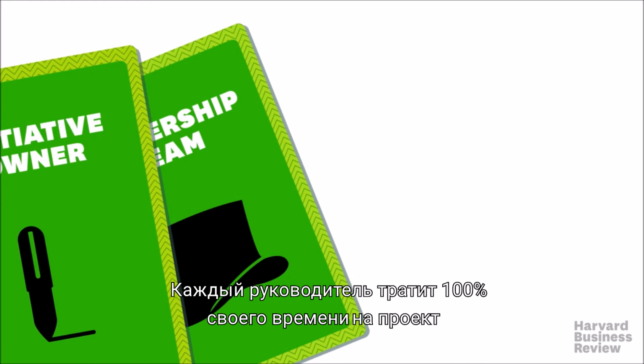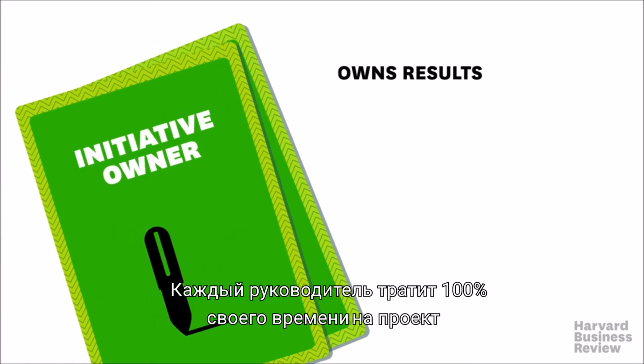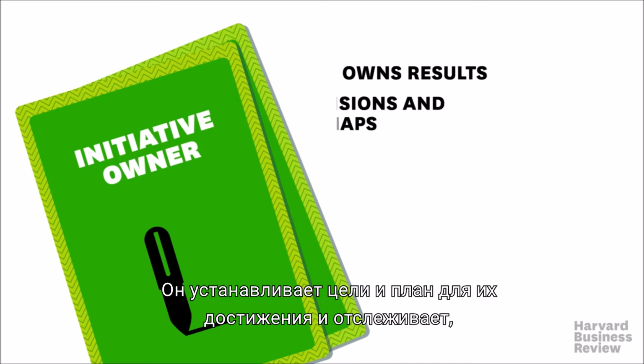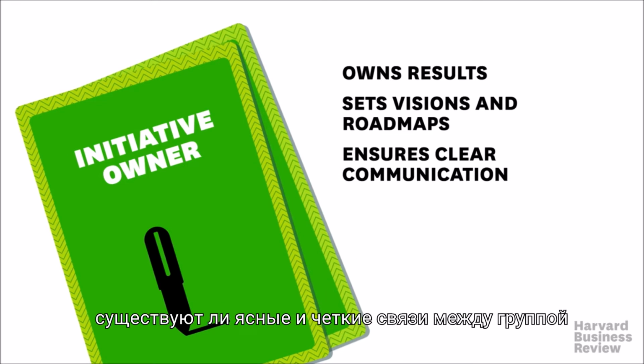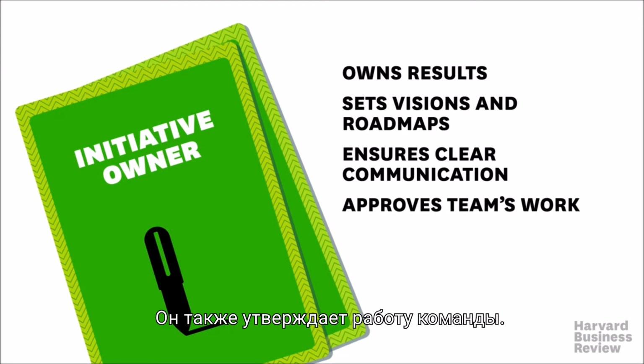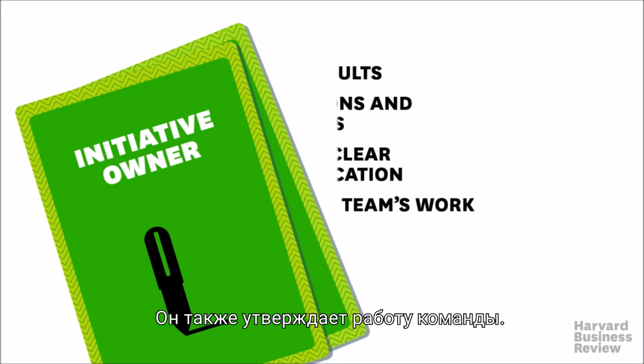Each initiative owner focuses 100% of her time on the project at hand and owns the results of her team. She sets the vision and the roadmap to achieve it, and ensures that there are clear communications between the team and key stakeholders such as customers, business owners, and the Agile leadership team. She also approves the team's work.